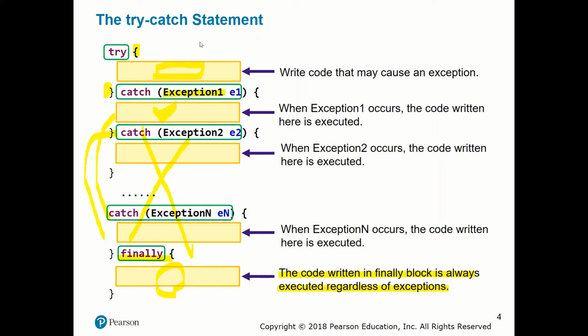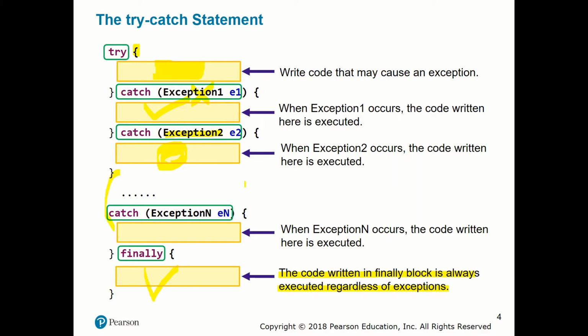And if the exception occurs here, and if it's not this exception, then this catch block will be ignored. Then the computer says if that exception is exception 2. If it is, this catch block is executed. Okay, and then the rest of the catch blocks will be ignored. Then the finally block will be executed.